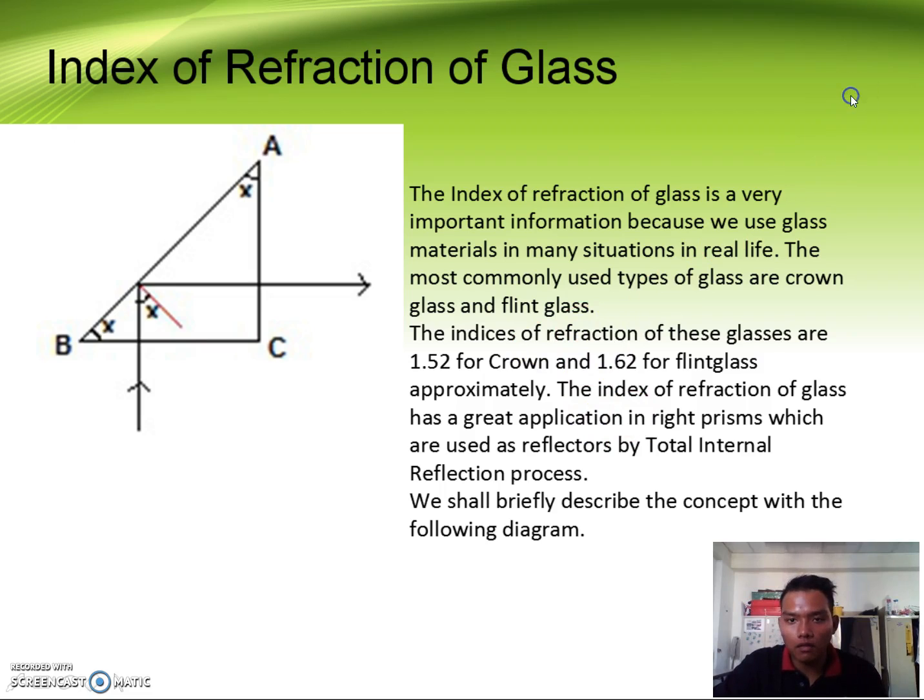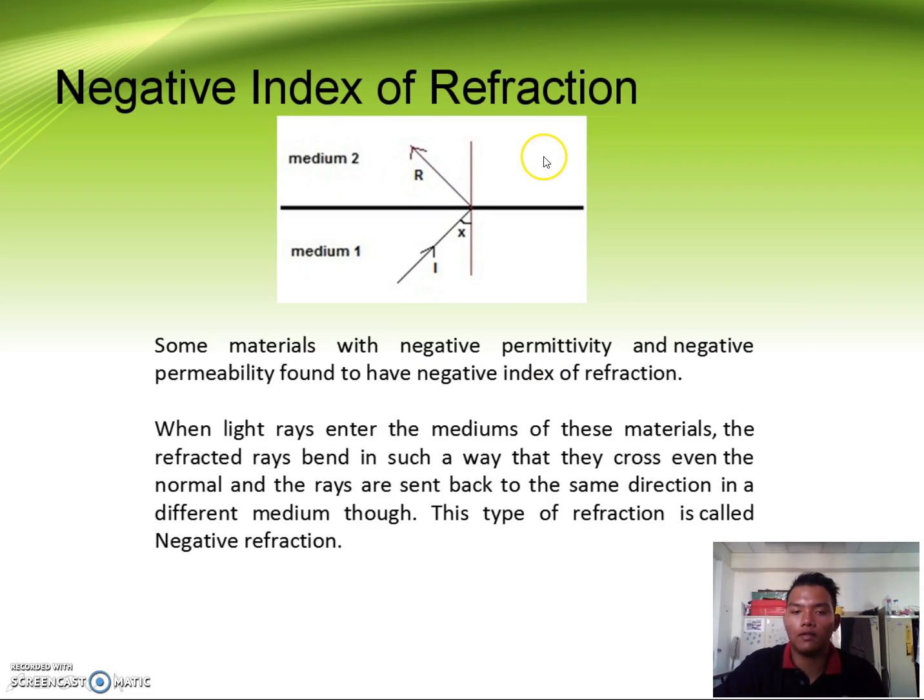Next, negative index of refraction. There is also a negative index of refraction. Some materials with negative permittivity and negative permeability have a negative index of refraction. You can read more information on the internet.